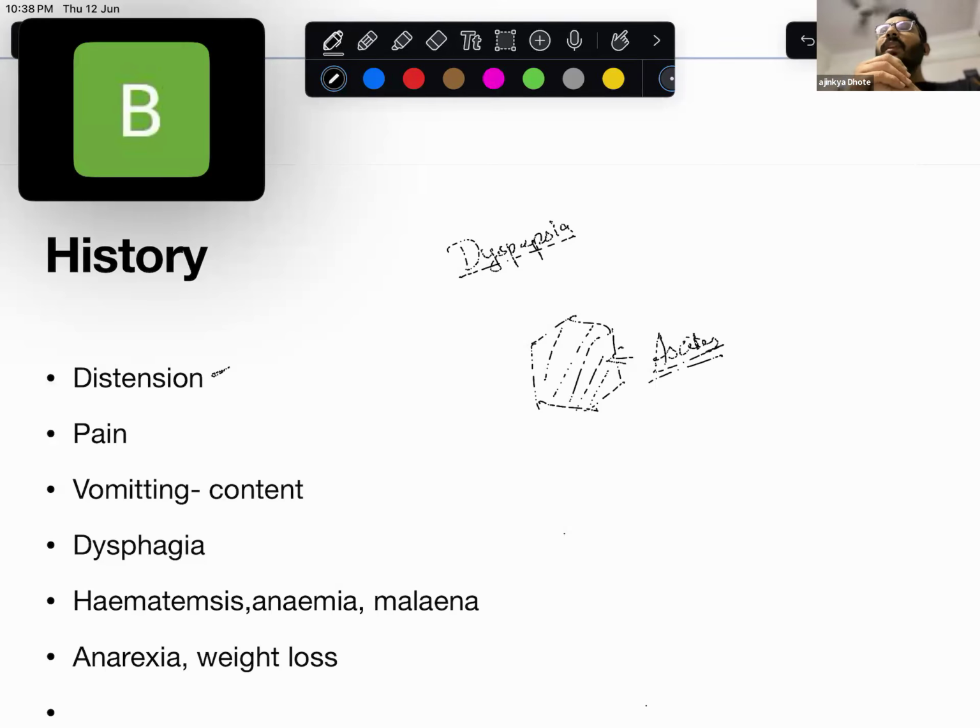Second thing is pain. Now, pain is a broad thing which includes many points. So I think we'll discuss it later. We'll just see the symptoms, all the chief complaints over here, and then we'll move on to each and every one separately. So pain, we'll discuss separately.